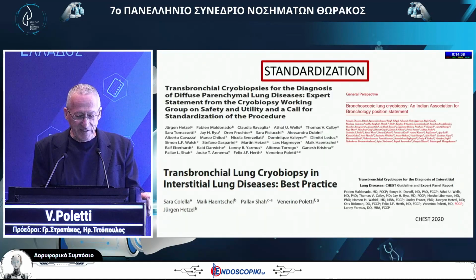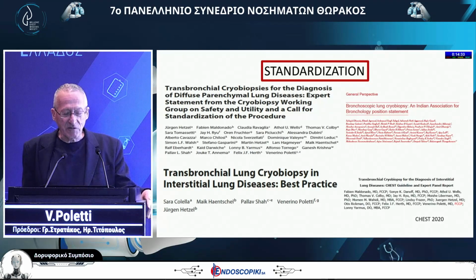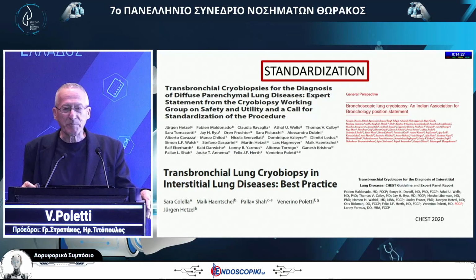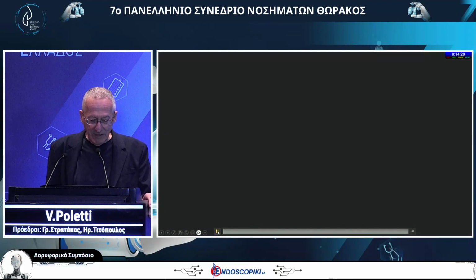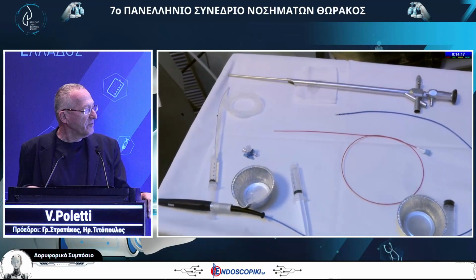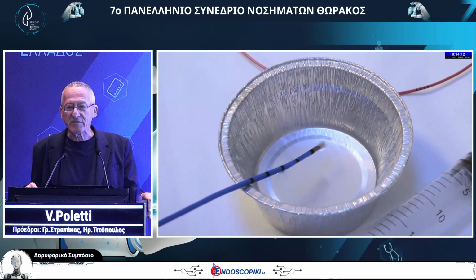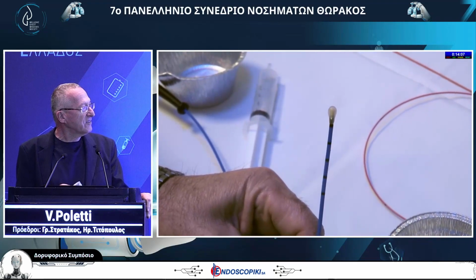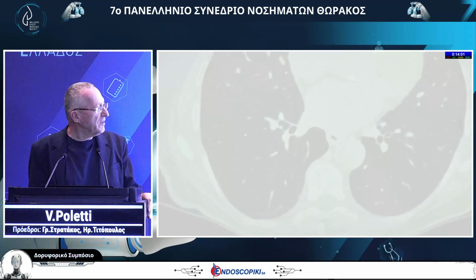These are my conflicts of interest. So just a few words regarding standardization. We know how to perform cryobiopsy in diffuse parenchymal lung disease because we have a lot of documents on that, and this is how we can perform it. In our hospital, we intubate the patient with a tracheoscope, not a bronchoscope. This was the oldest cryoprobe, very, very useful. And this is the eyeball test. This is an important element, the Fogarty balloon. We control bleeding with that.